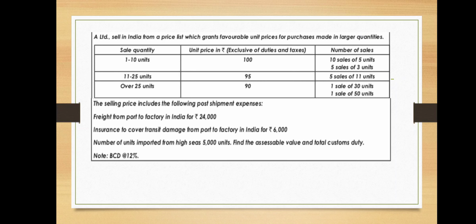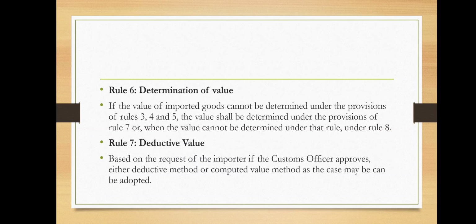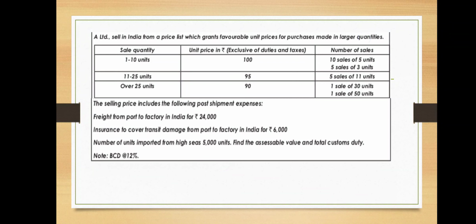Then the BCD they have given, how much BCD? 12%. So BCD is 12%. If they are not giving SWS, that means the Social Welfare Surcharge, even if it is not given, we need to take it as 10% on the BCD itself. So let us go with the solution so that you can understand clearly.